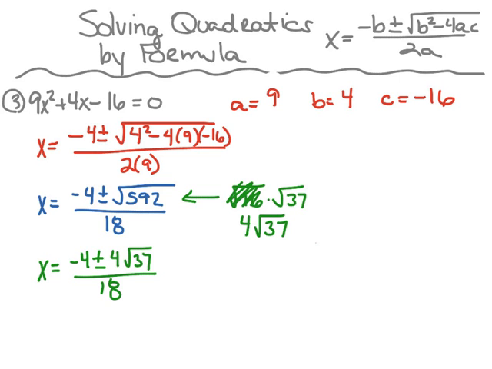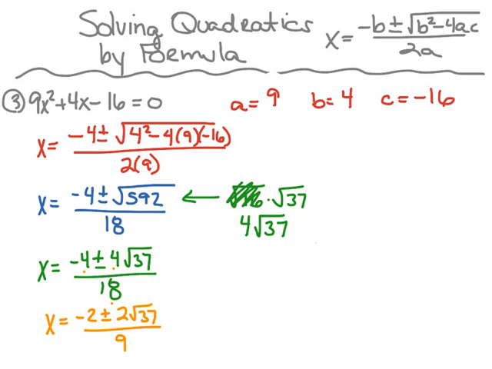Next thing I'm going to do is see if I can simplify or reduce this. You'll notice I have a 4, a 4, and an 18. There's something that goes into all three of those numbers. All of those numbers are divisible by 2. So I'm going to divide each of those numbers by 2. Negative 4 divided by 2 is negative 2. Same thing here, 4 divided by 2 is 2. I leave the square root of 37 alone. Down at the bottom, 2 also goes into 18. It goes in there 9 times. So I can simplify or reduce this to negative 2 plus and minus 2 square root of 37 over 9.